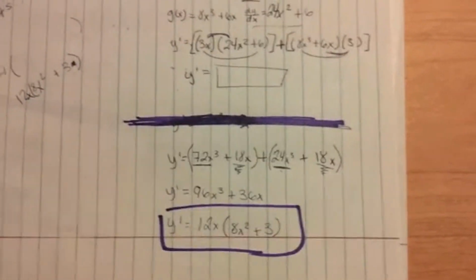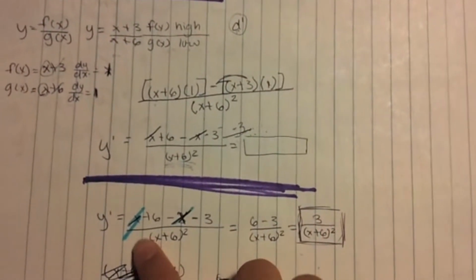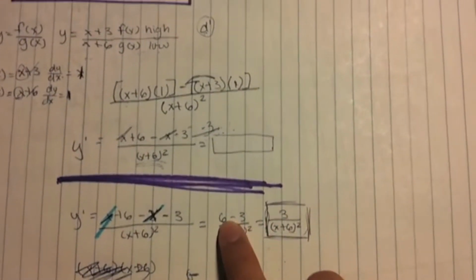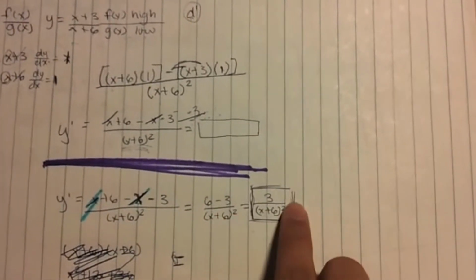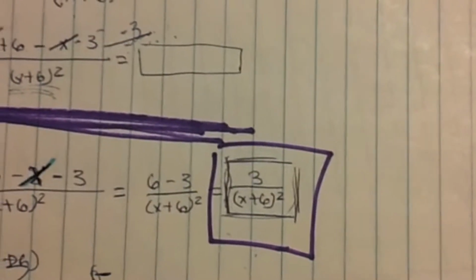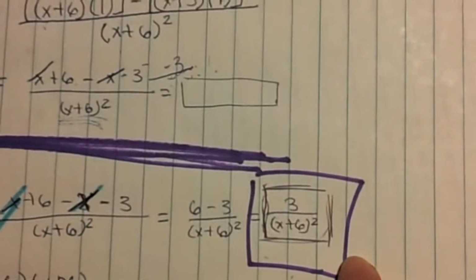And now let's see your answer to the quotient rule. So as you can see here, x minus x, they come out, you get 6 minus 3, you just move this over, and you ultimately get as your derivative 3 over x plus 6 squared. And as you can see here, it is your derivative. And that's it. Thank you.